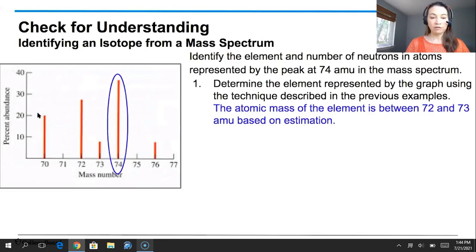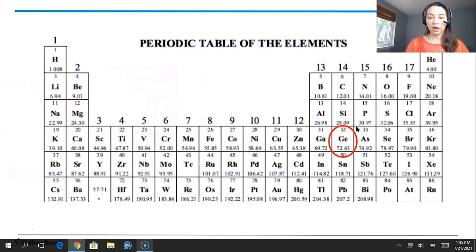Well, it looks like about 50% of the atoms are either 72, which is almost 30, or 70, which is right above 20. And 50% of the atoms are 73, 74, and a few are down here at 76. So based on that, I can estimate the atomic mass as being between 72 and 73. So I go to my periodic table and I look to see what I can find. So the element that has an atomic mass that's between 72 and 73 is germanium, or Ge.